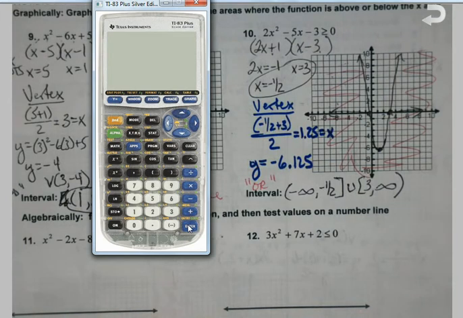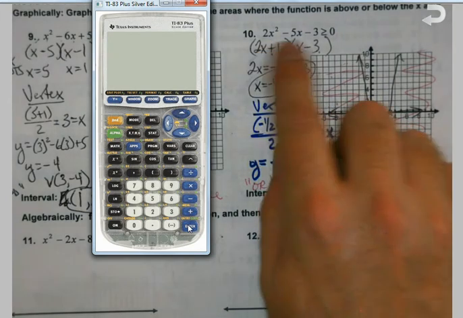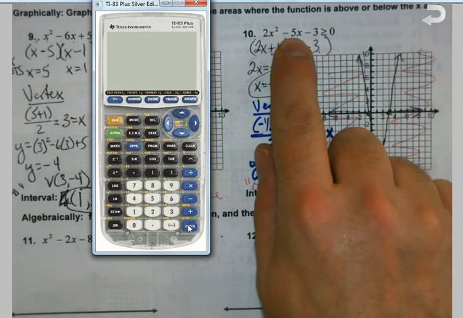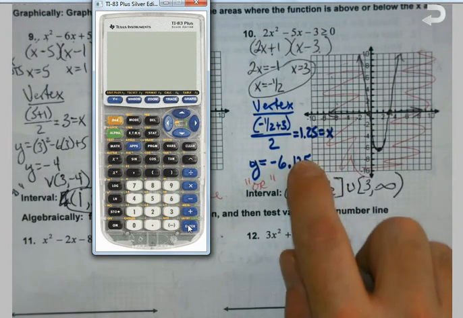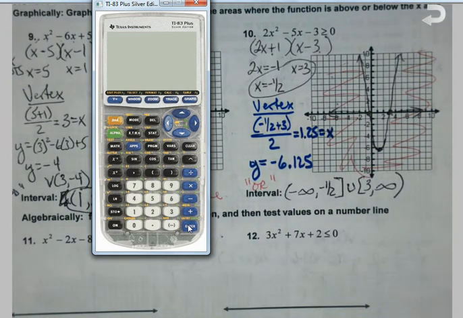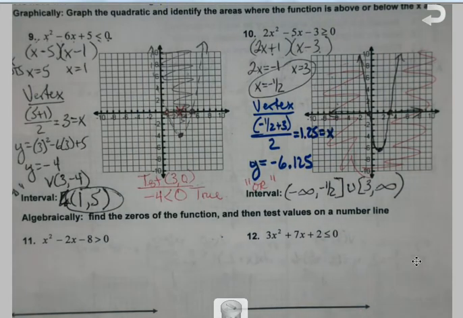Now, could you have, if you wanted to, back with the original problem, done -b/2a and gotten to your vertex that way? That absolutely would work still, and it would be 4 then. Good questions. Any other ones?